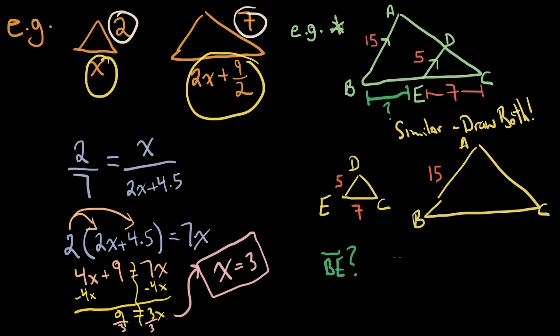Obviously, if you knew what BC was, if you figured out what this is, you could subtract EC and figure out BE. Does that sound right? Let's do it. So I'm going to compare 5 to 15. I'm going to say 5 is to 15 as 7 is to this random x. I'm going to cross multiply and solve.